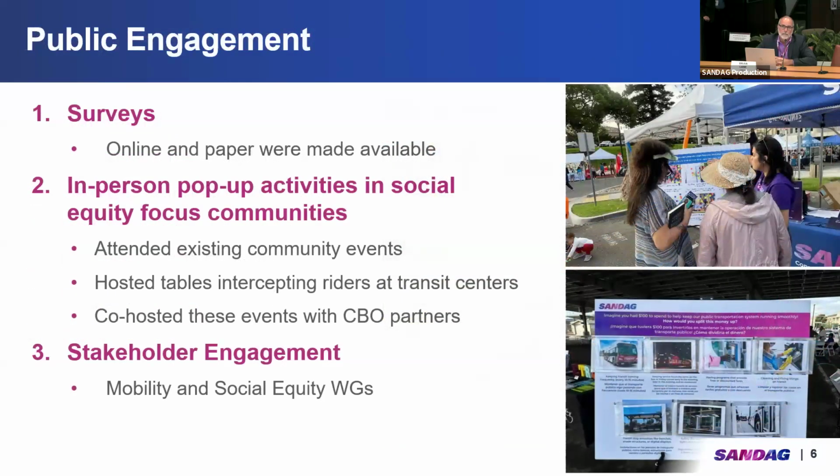Public engagement, again, was a big part of this whole program. We did surveys, both online and paper, when we were out at our stakeholder events. We did the in-person pop-up activities around the community. I think we had over 600-700 touch points on that with our CBO partners, attending the existing community events, hosting tables, co-hosting events with our CBO partners, and did the stakeholder engagement with our mobility and social equity working groups to get feedback, and got a lot of great feedback. I believe we got over 2,000 surveys from our participants, which exceeded our goal of just 1,000.